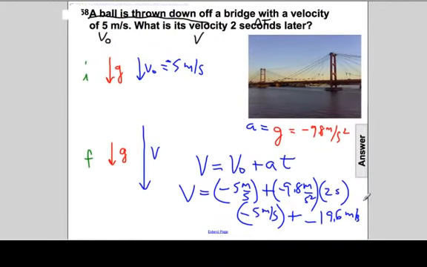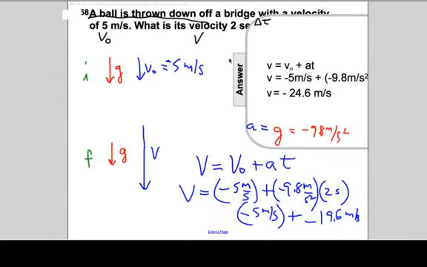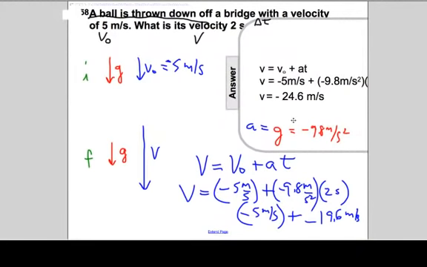And then when we reveal, it's going to be about negative 25 meters per second, a little bit less than that. When we reveal the answer, negative 24.6. Again, that negative sign is a big tell. It gives us quite a bit of information: the fact that it's going to be falling downward at that point in time. So we know its speed and which way it's moving. Great work.